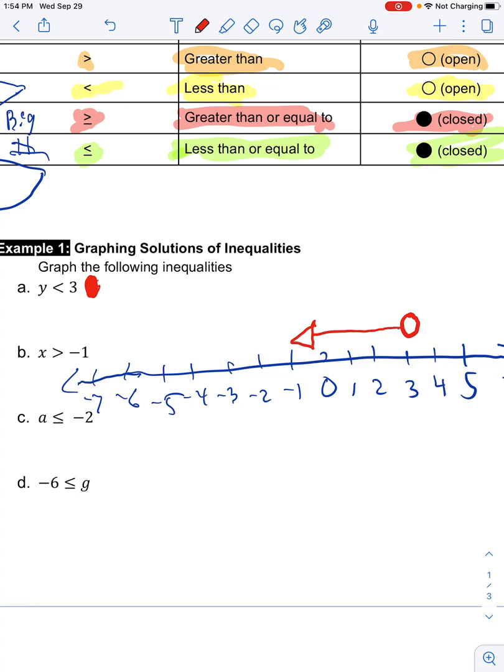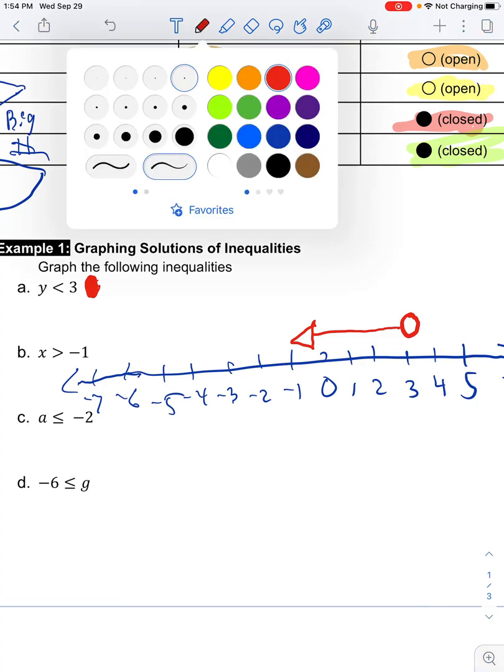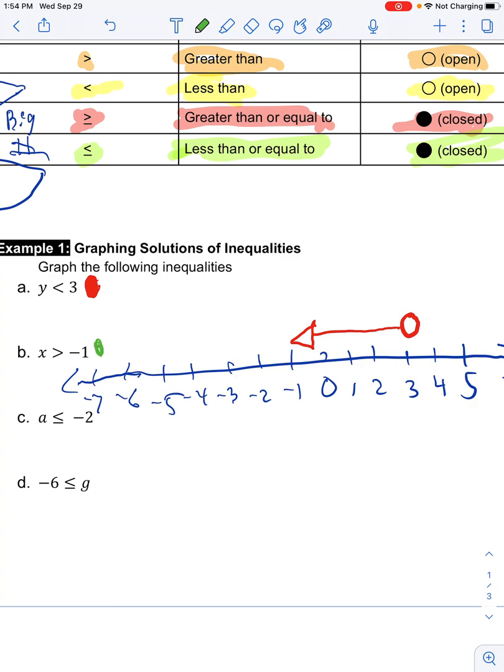0 could be the answer. -4 could be the answer. 2.75 could be the answer. -9,852 could be the answer. All of those answers can work. So that's why we have to use a number line, because there's no way we could actually write down all the answers.